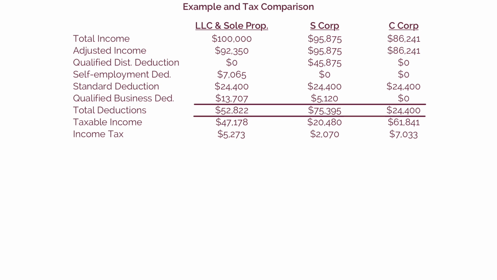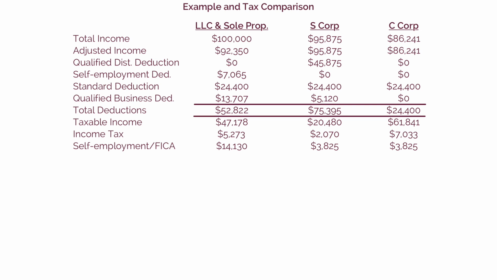I've gone ahead and calculated the various income tax liabilities that would be due and payable, if it hadn't already been paid. It would be $5,273 for sole proprietors and LLCs. The S corporation would be $2,070. I got ahead of myself. And then for the C corporation, income tax would be $7,033. So you can see that already the income tax has varied quite a bit.